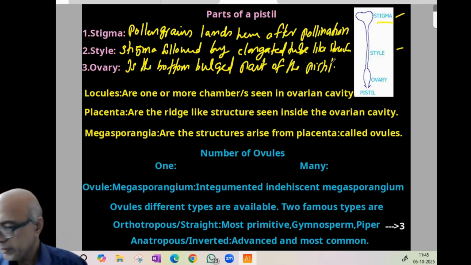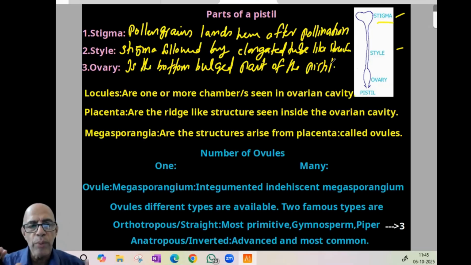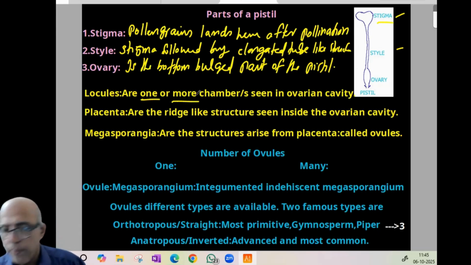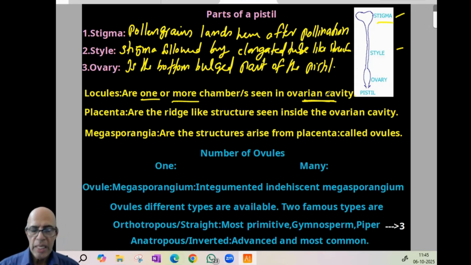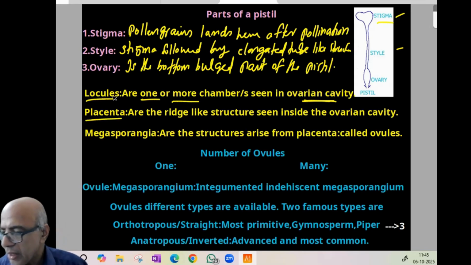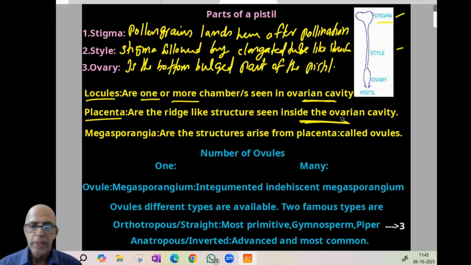Morphology part, I think I made it clear. Now comes the term locule. Locule originally means a segment or a chamber. So locules are one or more chambers seen in the ovarian cavities. And what is meant by the term placenta? Placentae are the ridge-like structures seen inside the ovarian cavity. And what is meant by megasporangia? They are the structures that arise from the placenta, and they are otherwise called ovules. I think that part is clear now.